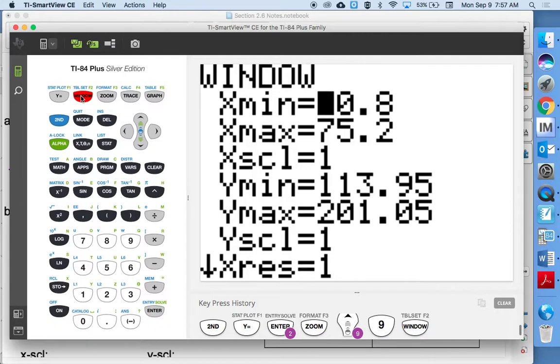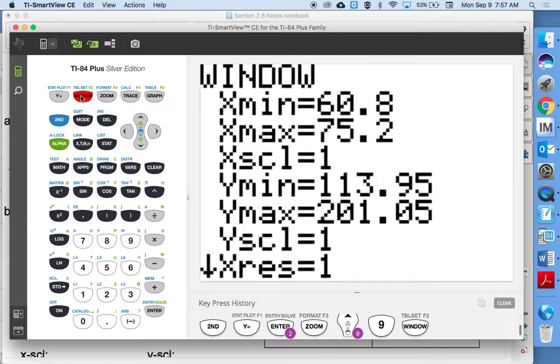We will use this window a lot throughout the year. If you haven't used it before, we'll start using it a little more and really work on how to change the window manually as well. Questions? So after you graph a scatter plot, you look at the window, and then we'll write that window down so that we know everybody's on the same page and has the same information.